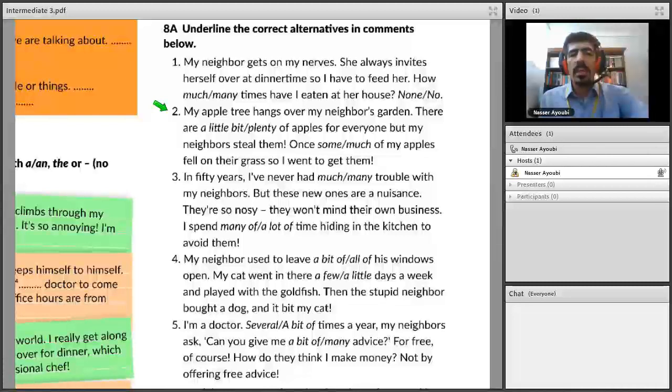Number 2. My apple tree hangs over my neighbor's garden. There are plenty of apples for everyone, but my neighbors steal them. Once, some of my apples fell on their grass, so I went to get them.